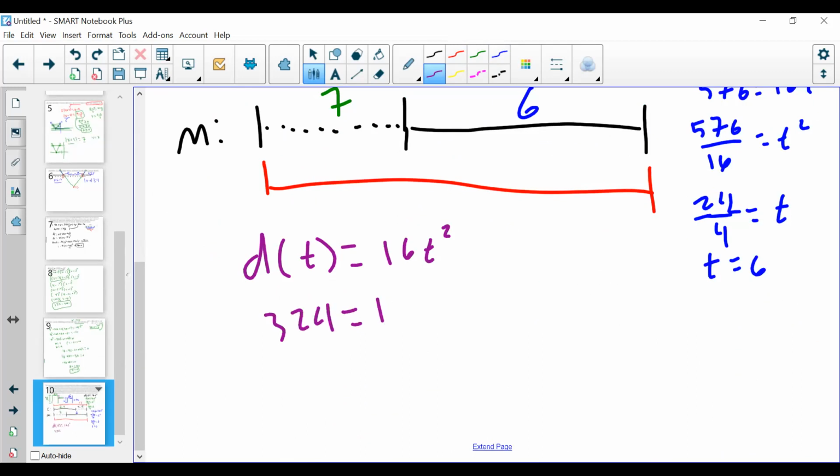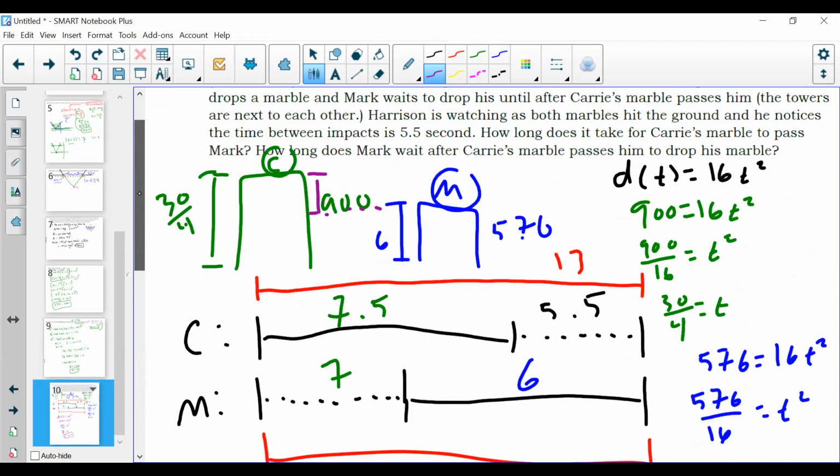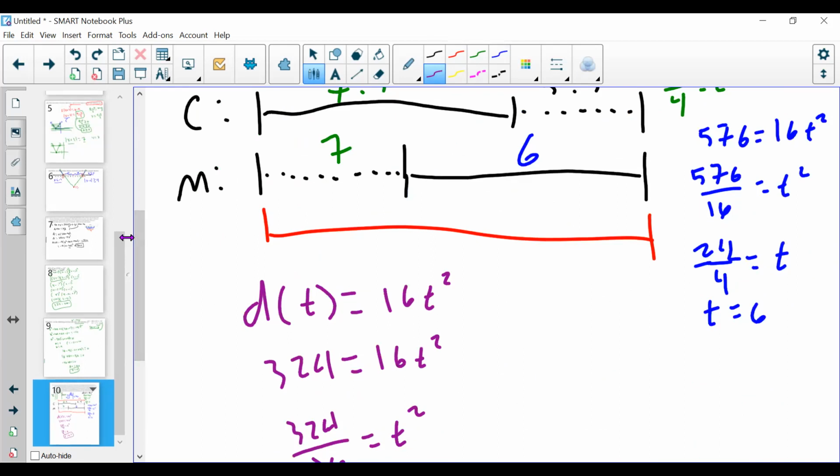So how long does it take to fall 324 feet? So 324 has to equal 16t squared. Divide both sides by 16. 324 divided by 16 equals t squared. The square root of 324 is 18. So we take the square root of both sides. We get 18 divided by 4 is t. That's 4.5 seconds. So what that says is it takes 4.5 seconds for Carrie's marble to pass Mark. And Mark waits 7 seconds until he drops his marble.